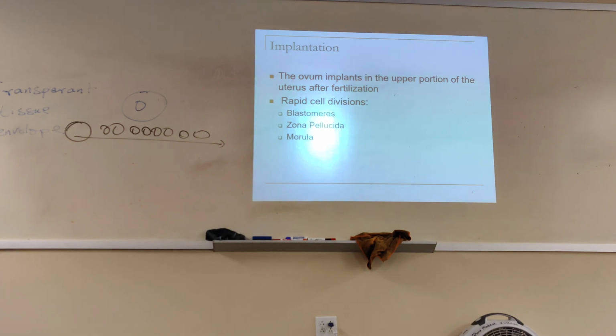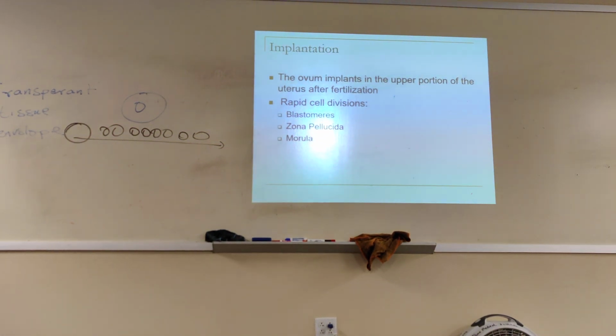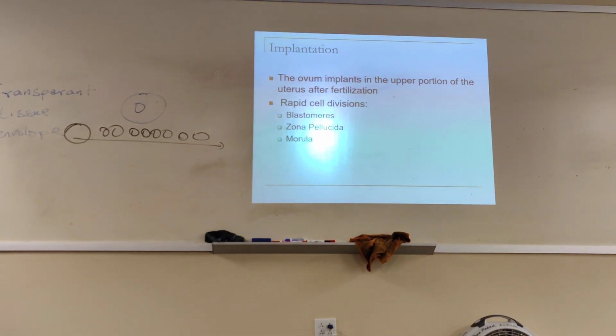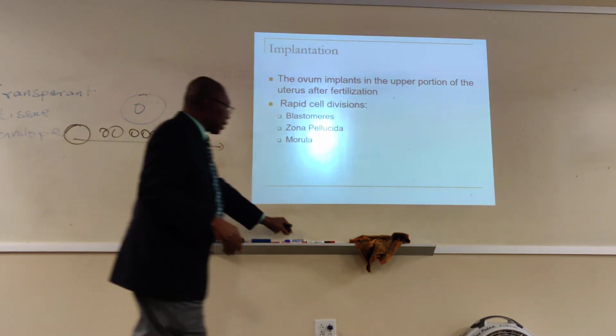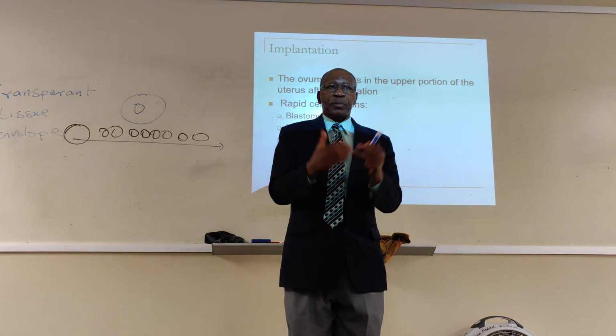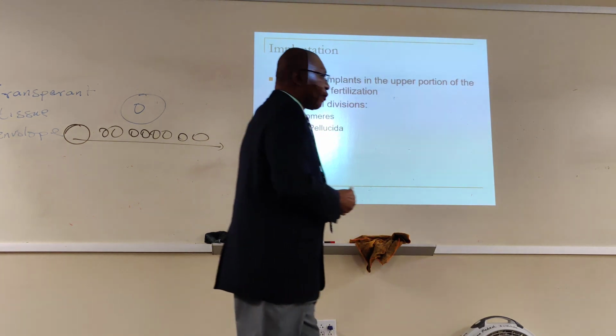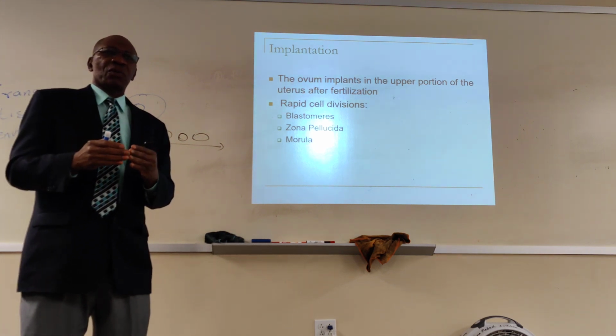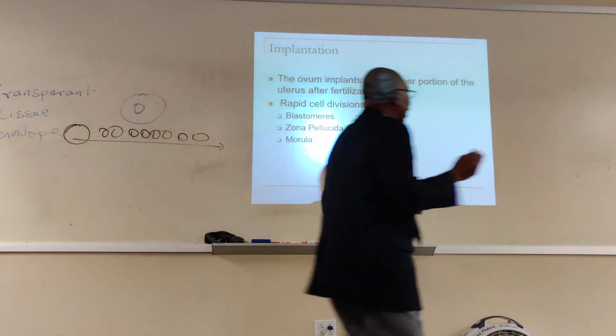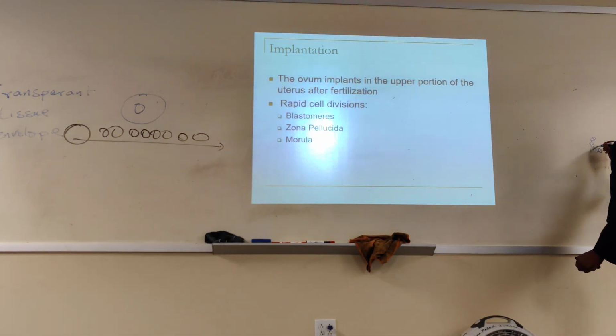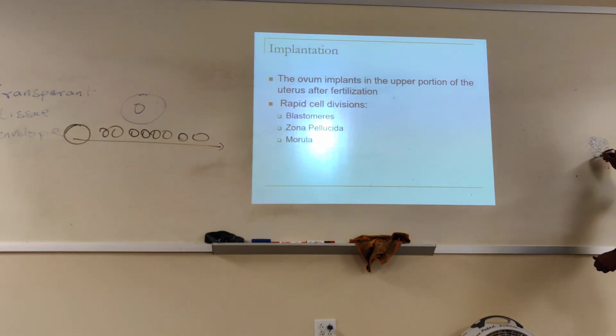So the cell division continues. The cells will keep on multiplying as the fertilized egg is going down to the uterus for implantation. And all of a sudden, a lot of cells have now formed as a result of the rapid cell division. Those cells will come together and form like a ball, something like this. And that ball is called the morula. The morula.